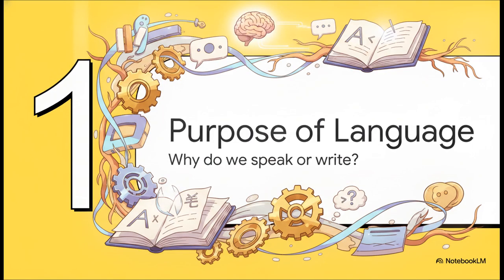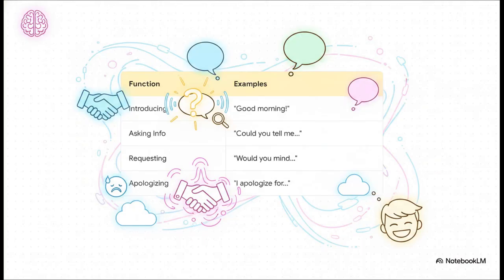Section 1. The purpose of language. Why do we speak or write? The crucial thing to remember here is that language isn't just about the words themselves, right? It's really about what we're trying to achieve with them. Literally, every sentence has a function. Maybe you're informing a colleague, trying to persuade a client, or just expressing how happy you are.